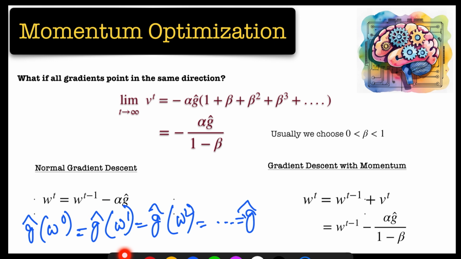I'd highly suggest going through the previous momentum video first to get the understanding. Here we get one extra term. Earlier we just had minus alpha G hat, and now we have 1 over 1 minus beta, an extra amplification factor. If beta is between 0 and 1, then 1 over 1 minus beta is a much larger value. That's why we are taking much larger steps in the direction.